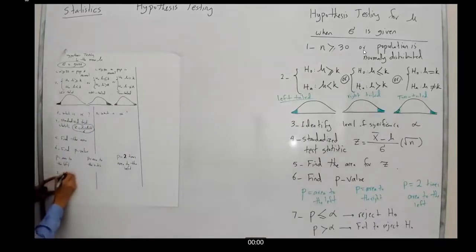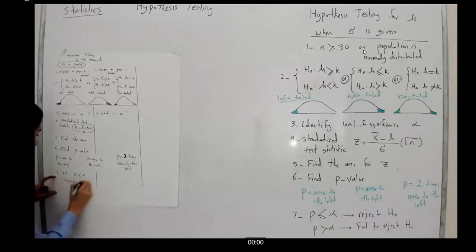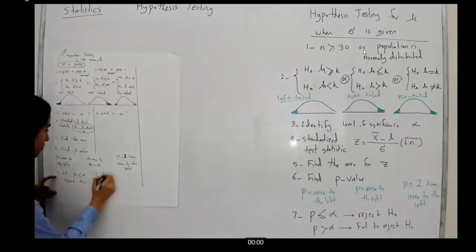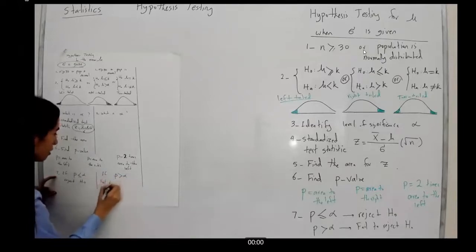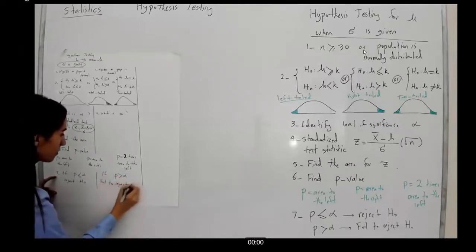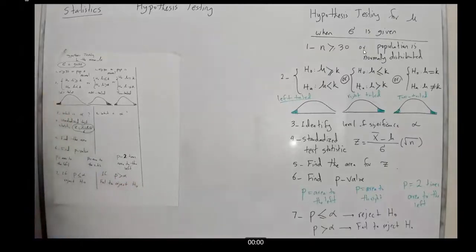Last step, if P is less than or equal to alpha, reject the null hypothesis. If P is greater than alpha, fail to reject the null hypothesis.